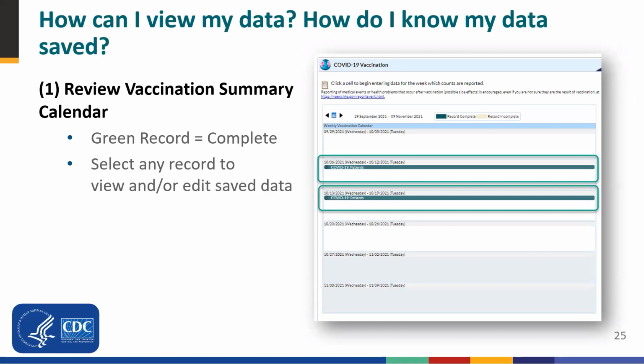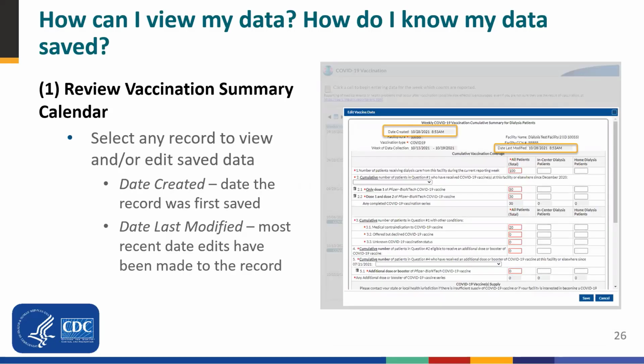Records that are displayed in green are complete. Data that have not been entered into the NHSN application do not display the green record. Facilities can select any of the green records to view their data or edit them. Records that have been previously saved will display a date created, which indicates the date the record was first created and saved in the application. The date last modified field refers to the most recent date edits have been made to the data in the data collection form.